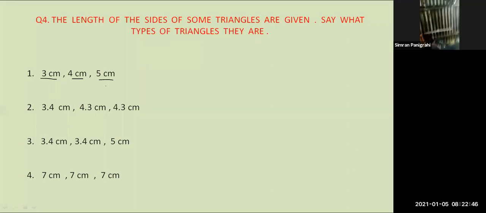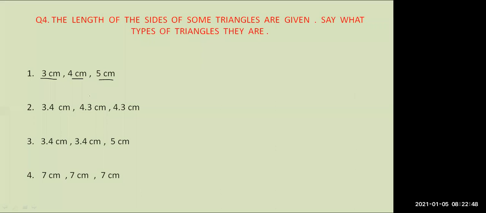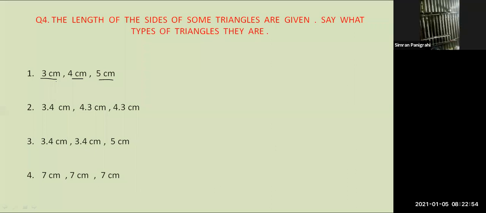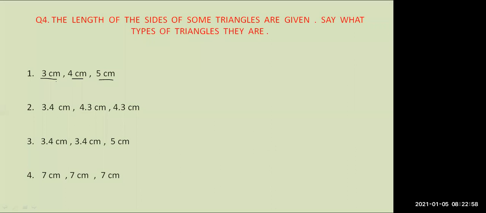Scalene triangle. Very good, Simran. It is a scalene triangle. And why is it a scalene triangle? Because the three sides are different. The measurements of all three sides are different. So it is a scalene triangle. Very good answer, Simran.